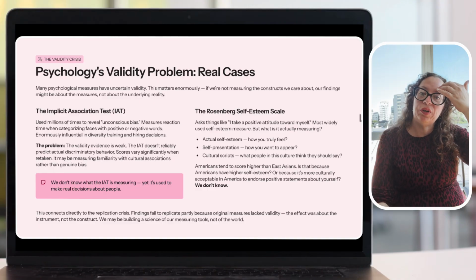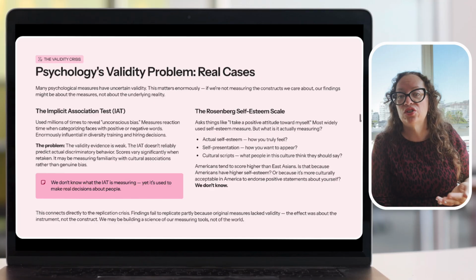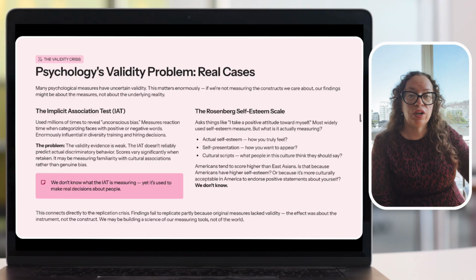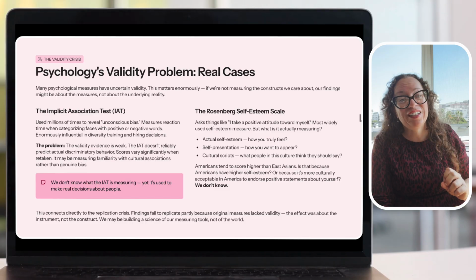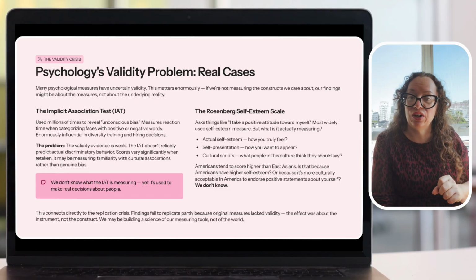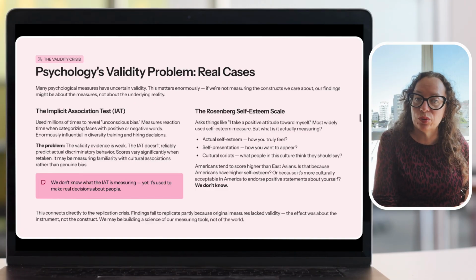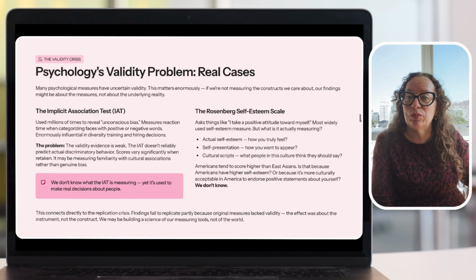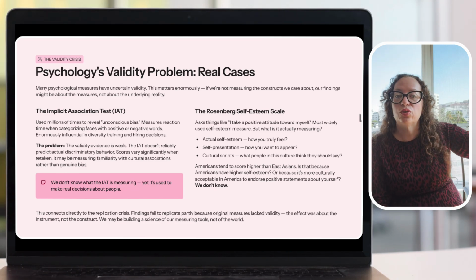So the IAT has been enormously influential. It's used in diversity training, it's used in hiring decisions, it's used to tell people that they're racist and they have biases that they aren't aware of. But here's the problem. The validity evidence is really weak. The IAT does not predict actual behavior very well. So people with high implicit bias scores don't consistently show more discrimination in how they actually treat people. The IAT isn't stable. Take it multiple times, you get different scores. The relationship to actual discrimination is weak.